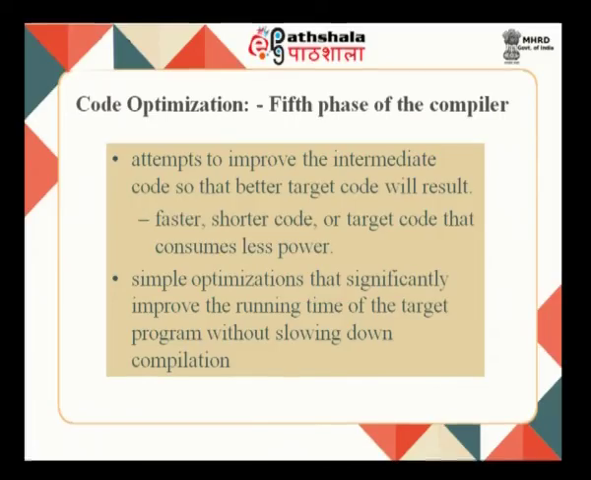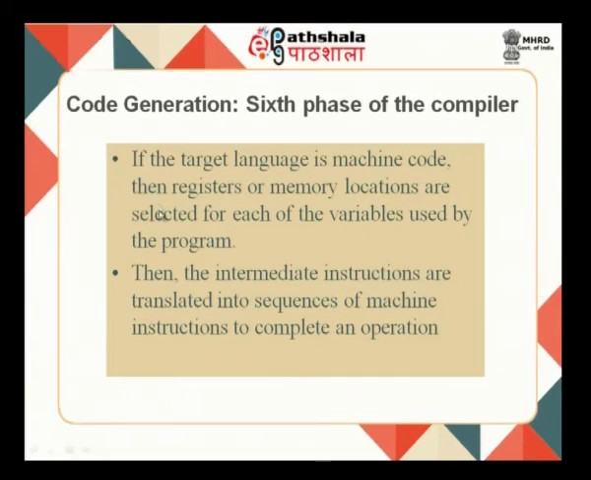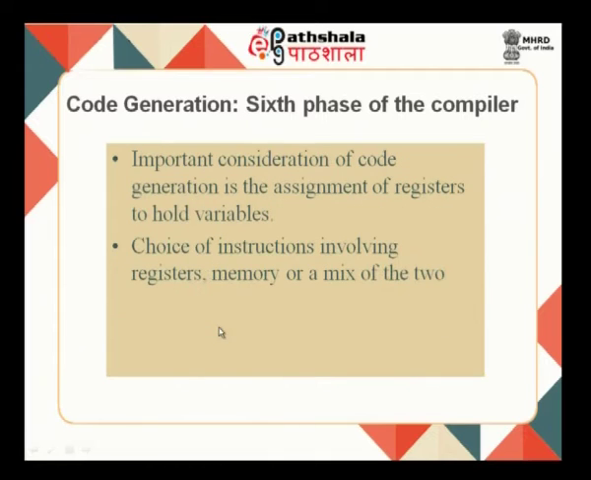Therefore, your code generation complexity gets reduced, and its time also gets reduced, if I optimize at the intermediate code level itself. And the last phase of the compiler is the code generation phase, where, if the target language is machine code, registers or memory locations are selected for each of the variables used by the program. Then the intermediate instructions are translated into sequences of machine instructions to complete an operation.